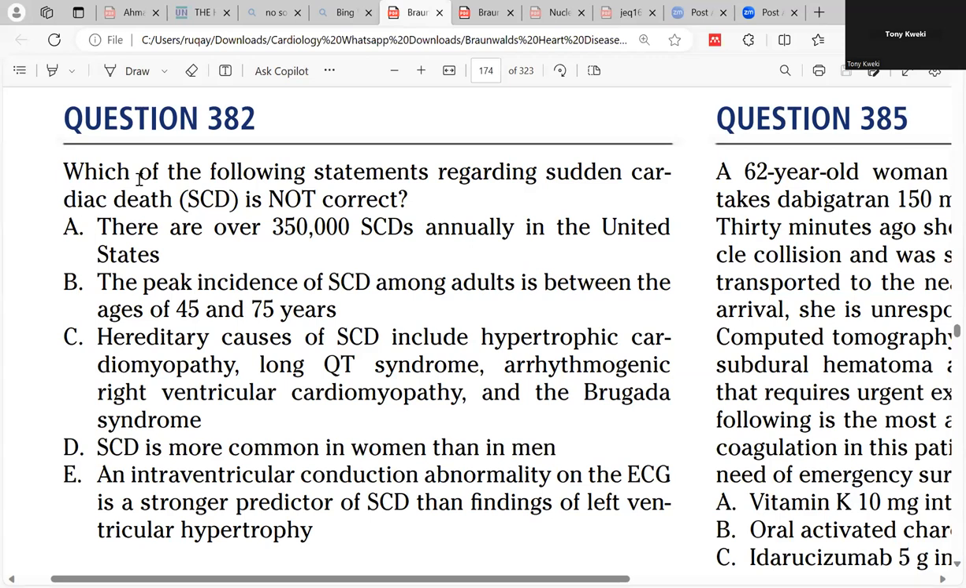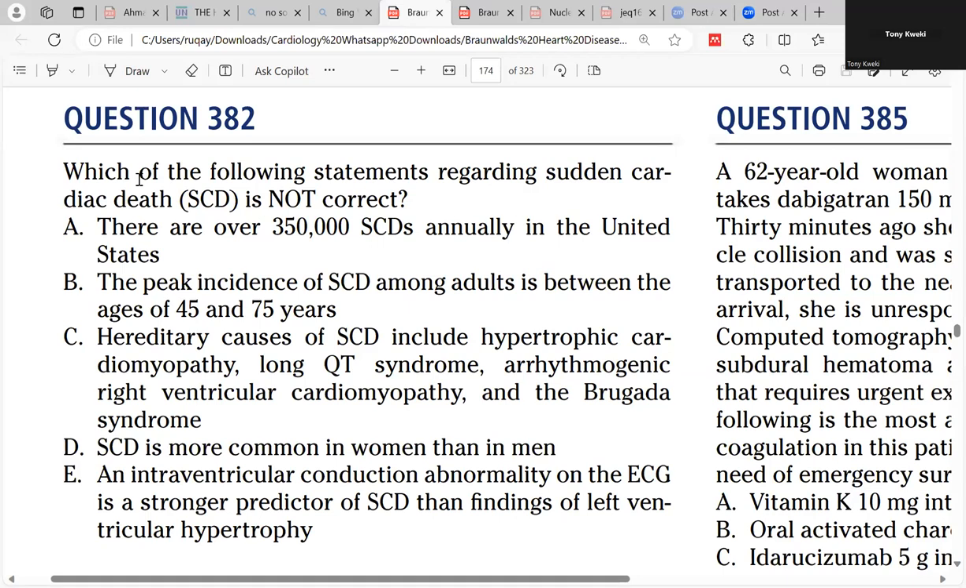D, sudden cardiac death is more common in women than men. This is false because sudden cardiac death tends to be more common in men than women. It's a reflection of the epidemiology of ischemic heart disease and acute coronary syndromes, which in the US and probably other places, in premenopausal women is less frequent than in men. And then the gap closes up postmenopausally. So sudden cardiac death is more common in men. E, from Framingham study, an IVCD on ECG was a stronger predictor of sudden cardiac death than LVH.